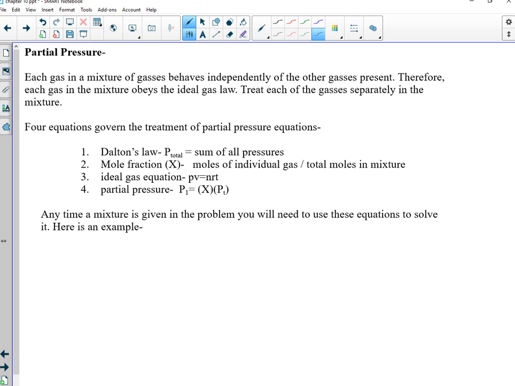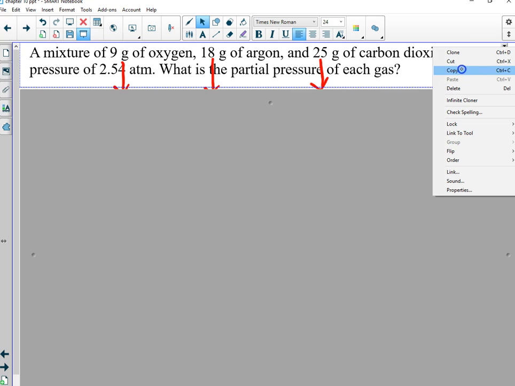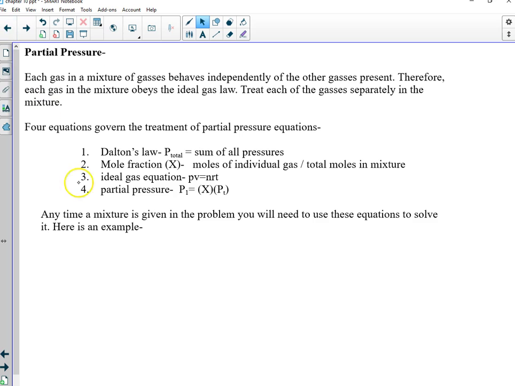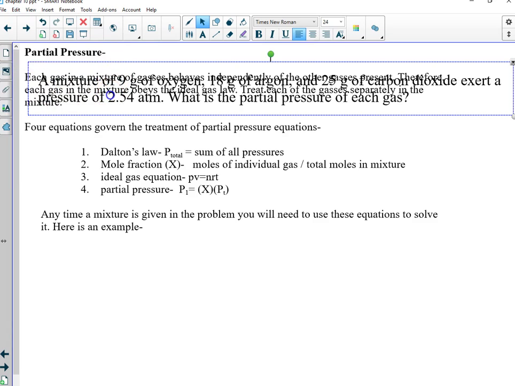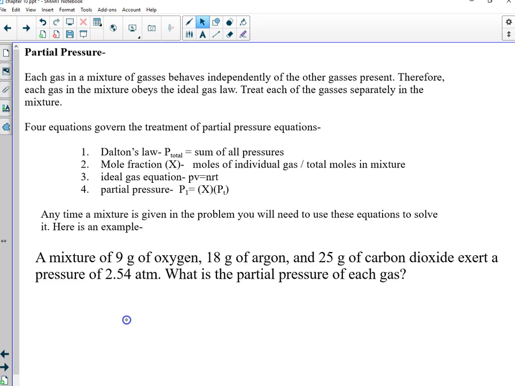Here's an example. I think it's on the next page, but I'll cut and paste it here. I don't know how easy that'll be. Let's see here. Yeah, that won't be too hard. We'll see. Here we go. That way you can still have that if you still need it and you have the problem.